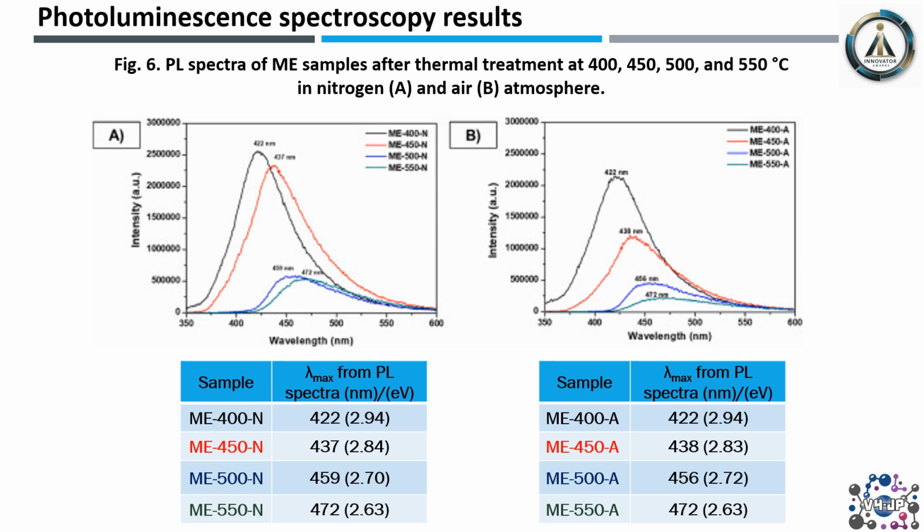from 422 nanometers to 472 nanometers. And what we also observe is that there is a difference within the maximum emission intensities, and the highest were observed for the samples that were heated in nitrogen atmosphere. Finally, we compared the energy band gap values which were estimated from the PL spectroscopy results with DRS spectroscopy, and they are almost the same.